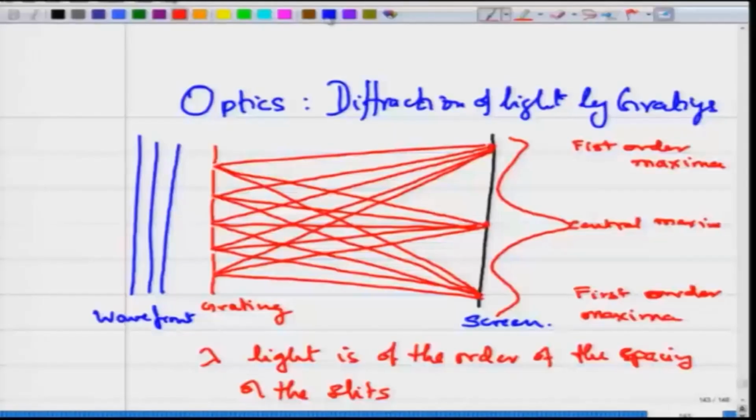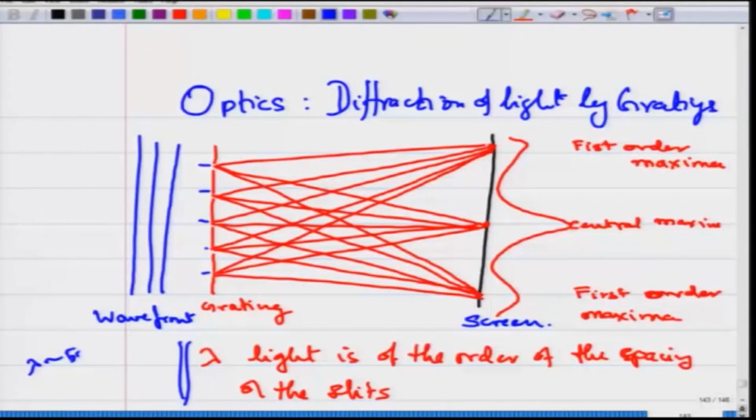What is important to note here is that you will observe this only if the wavelength of light is of the order of the spacing of these slits. The slits are periodically spaced, and if the wavelength of the light is of the order of the spacing of these slits, then you will get this sort of a diffraction pattern.